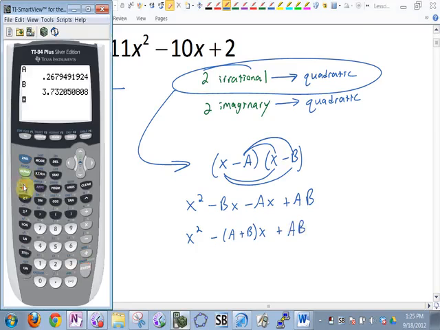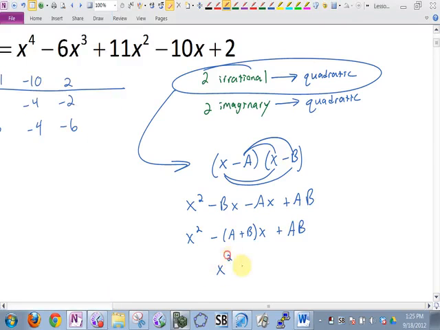What do I get when I add A plus B together? Holy cow! It's just 4. Those are nasty decimals. Add them together, you get 4. What do I get when I multiply A and B together? Holy jeez. 1. How about that? So what is the actual quadratic that those two nasty irrationals came from? X squared minus 4x plus 1. Pretty sweet, huh? Isn't that cool?